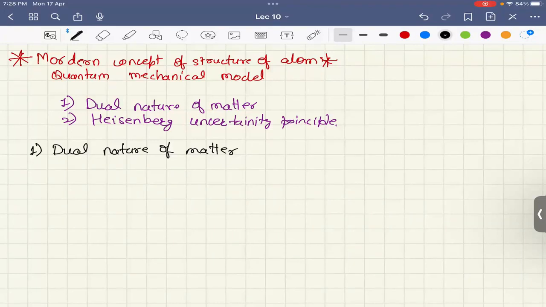Thus, according to de Broglie, all material particles in motion possess wave-like characteristics, right? So let me write this down.